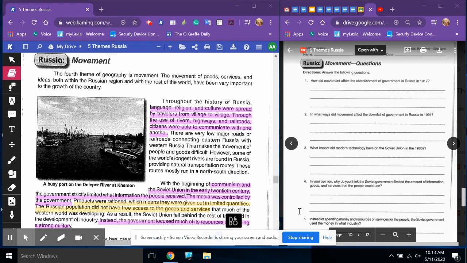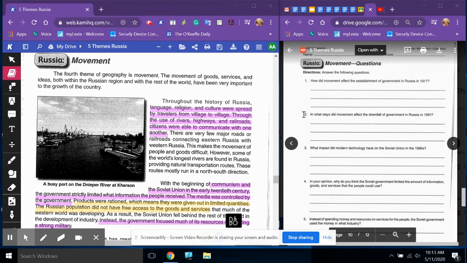The fourth of the 5 themes of Geography Russia readings is movement. As with all readings, please review the text features, the images, the captions, and the questions before you begin the reading. The questions for this reading are: how did movement affect the establishment of government in Russia in 1917?